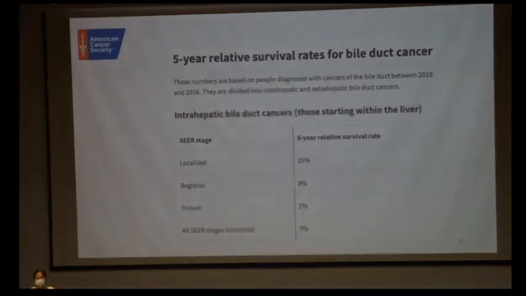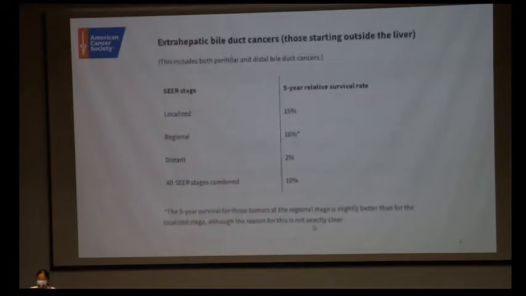Just to give a sense of the poor prognosis for these patients, the American Cancer Society released these data of relative survival rate for cancer of bile duct between 2010 and 2016. For intrahepatic cholangiocarcinomas, the localized 5-year survival rate was 25%. For regional disease, 8%. For distant, 2%. Overall, it was 9%. For extrahepatic, localized and regional had more or less the same 5-year survival rate of 15 to 16%. Distant was only 2%.